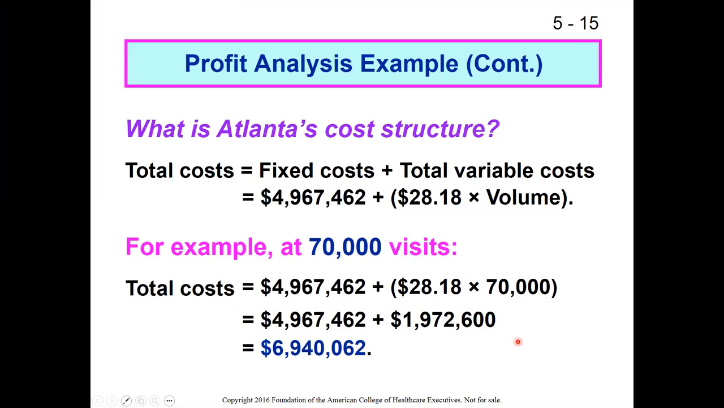So what is the cost structure? The cost structure tries to answer, where do our total costs come from? Our total costs are the sum of our fixed costs, which don't change, and our total variable costs, which change depending on how much volume we estimate. So we were looking at 75,000 visits, but what if we drop from 75 to 70,000? Well, now we have our fixed costs of 4.9 million, but a lower total variable cost of 1.9 million, for a total of 6.9 million.